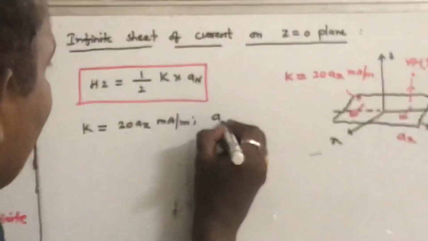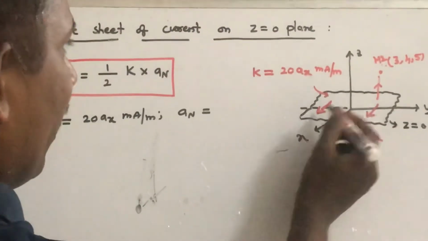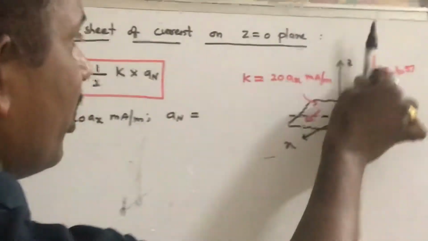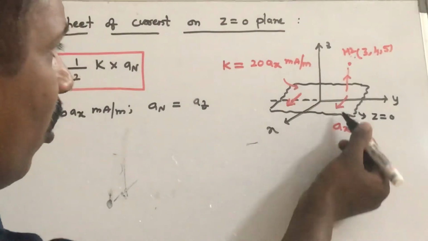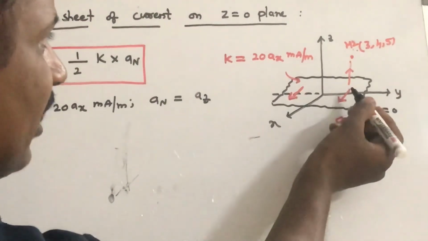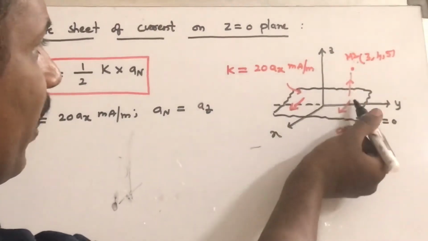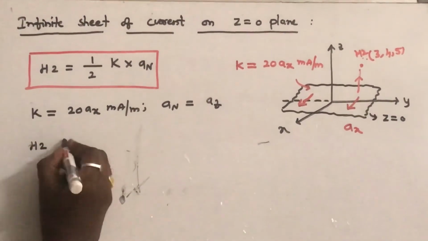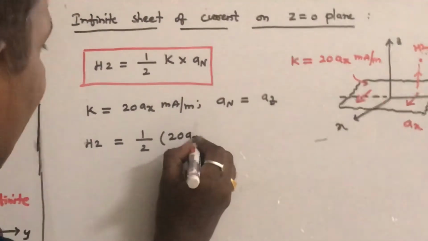What is the unit vector in this formula? Normal to the plane, so z is equal to 0 plane. The unit vector perpendicular to z is equal to 0 plane is AZ. Because this point lies above z is equal to 0 plane, the unit vector is plus AZ. So substitute all these things in this formula. H2 is equal to half, K is equal to 20 AX.